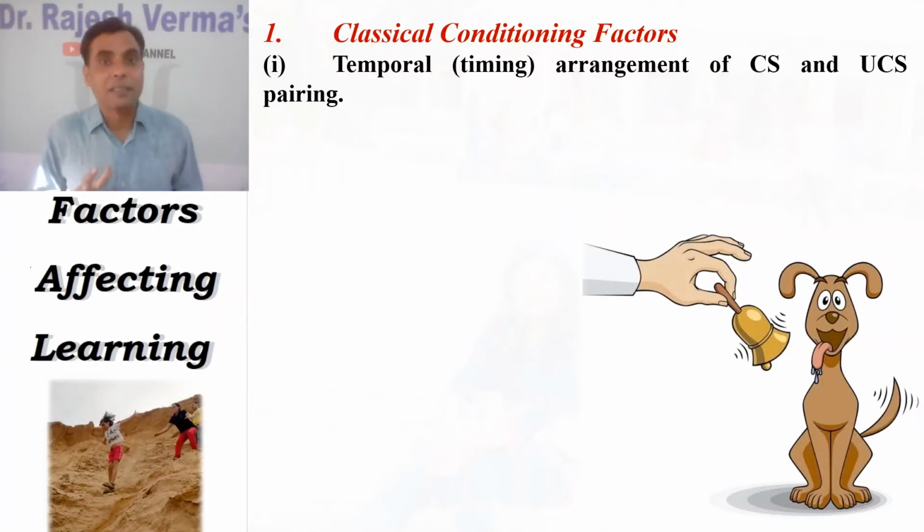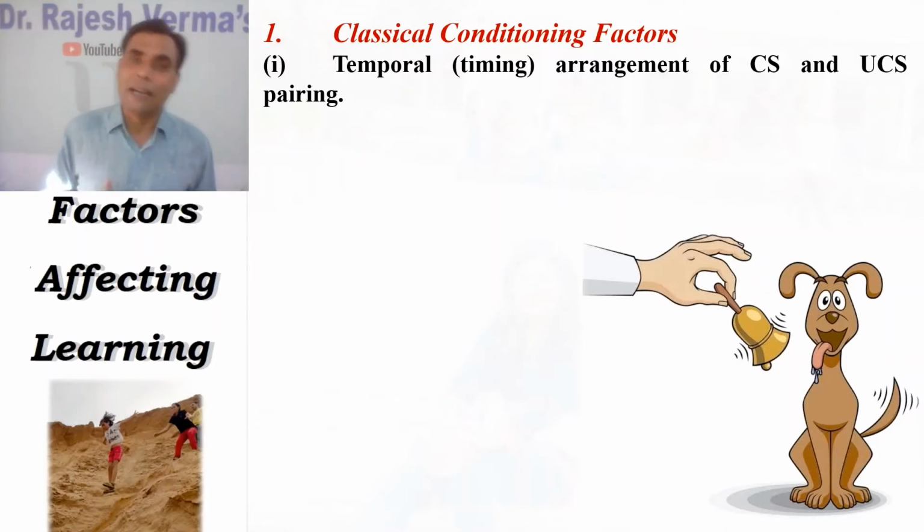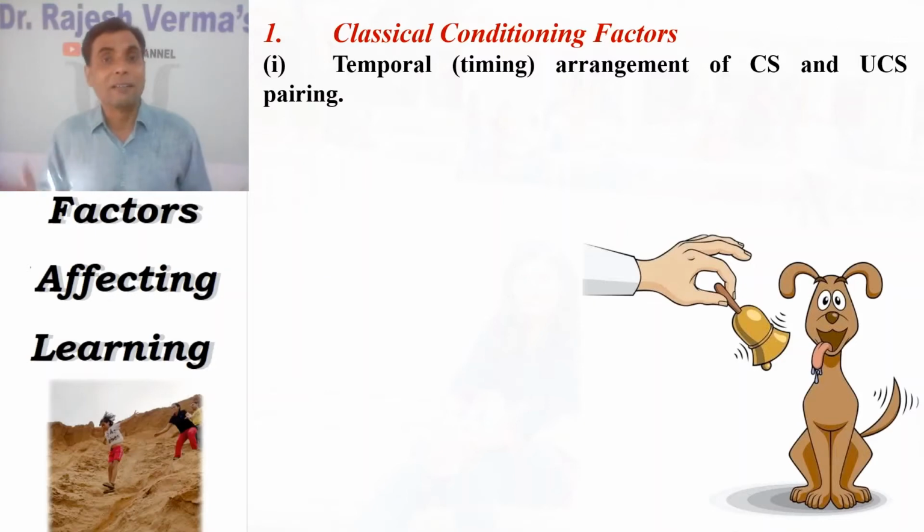According to classical conditioning, the first factor that affects learning is the temporal arrangement of conditioned stimulus and unconditioned stimulus pairing. That is the timing between the presentation of the conditioned stimulus and the unconditioned stimulus. This is a very important one. The temporal arrangement between CS and UCS decides whether learning occurs or not.